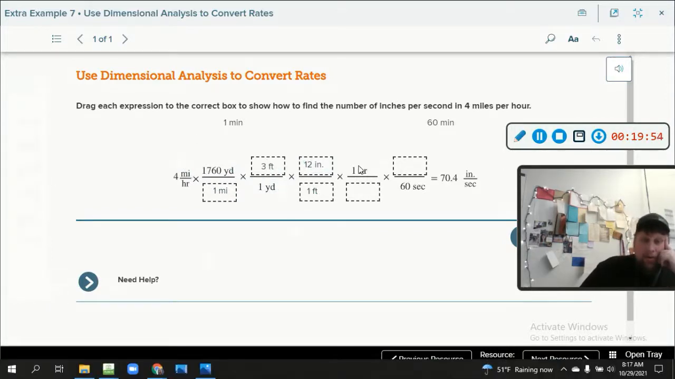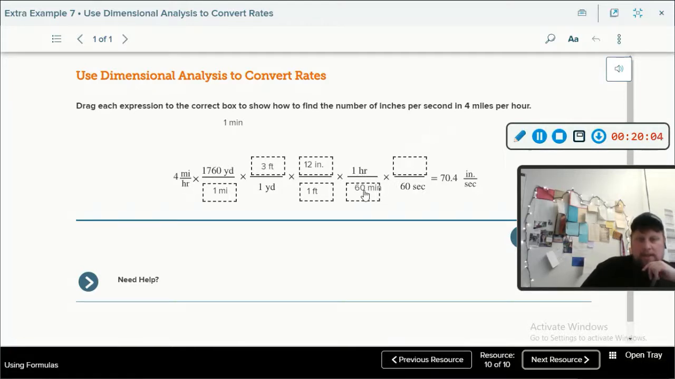So I'm going to multiply. And since the hour's on bottom, now whatever unit I want to get rid of, I need to put on the numerator. So I'm going to multiply times 1 hour to get rid of the hour. What's in 1 hour? 60 minutes are in 1 hour. And finally, I know that I want to get rid of these minutes. I want to change these minutes into seconds, and in 1 minute there is 60 seconds.